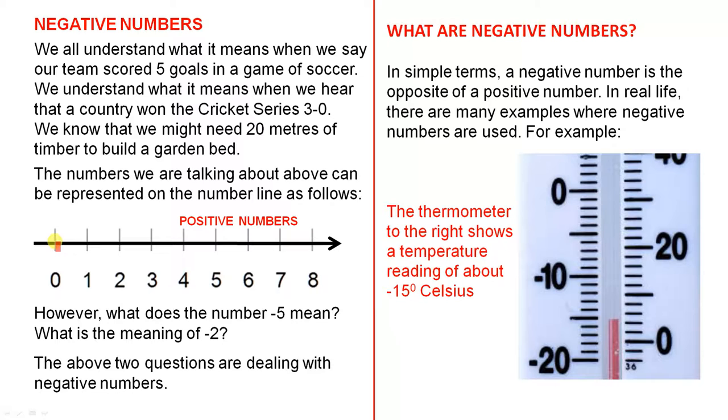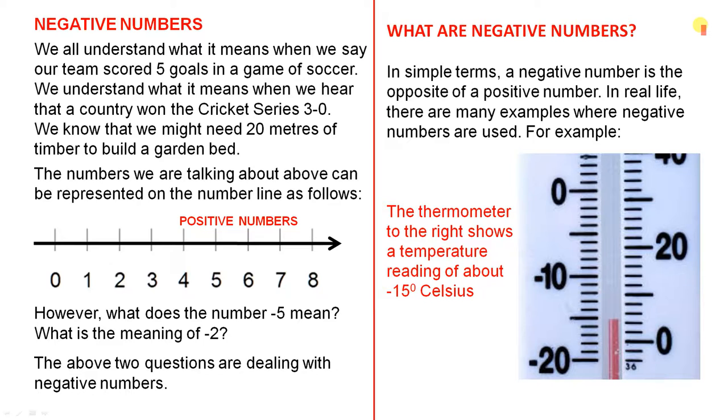So here we have a number line which starts at 0 and goes to the right. So we have 0 here, 1, 2, 3, 4, etc., all the way along to the right. However, what does the number negative 5 mean? What is the meaning of negative 2? The above two questions are dealing with negative numbers. So what are negative numbers?